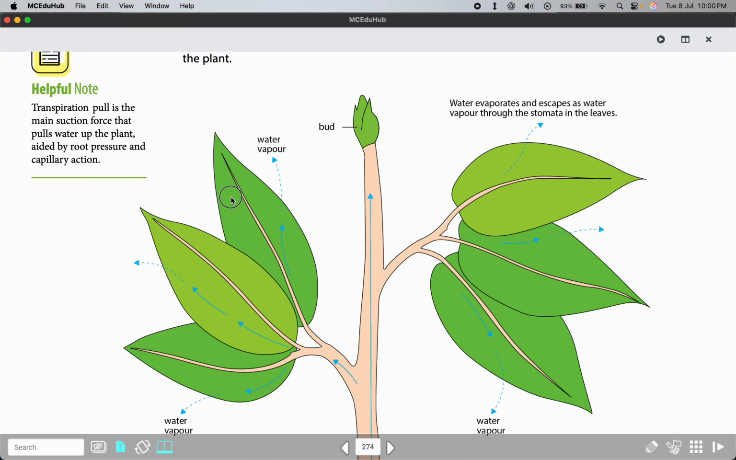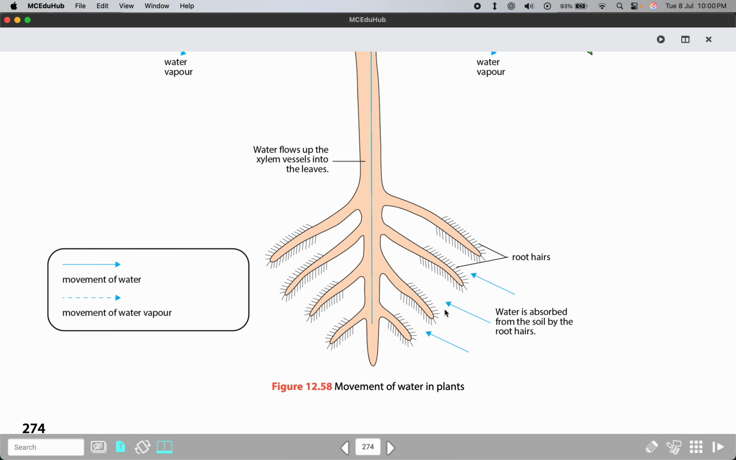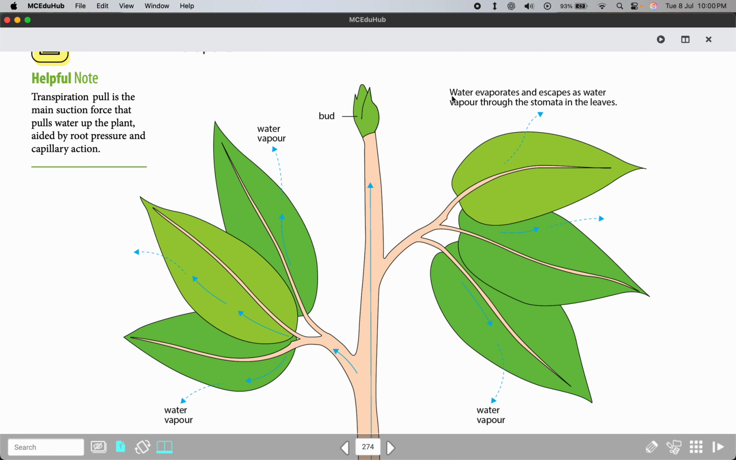But transpiration pull is the main suction force that pulls water up. How does it work? We know that water is absorbed from the soil into the root hair, as we just talked about. Now the water will move from high water potential to low, from cell to cell to cell, until eventually it reaches the xylem, and then it will move up the xylem because of the transpiration pull. This water evaporates and escapes as water vapor through the stomata in the leaves. As the water leaves the stomata, it creates that pulling force, that transpiration pull.